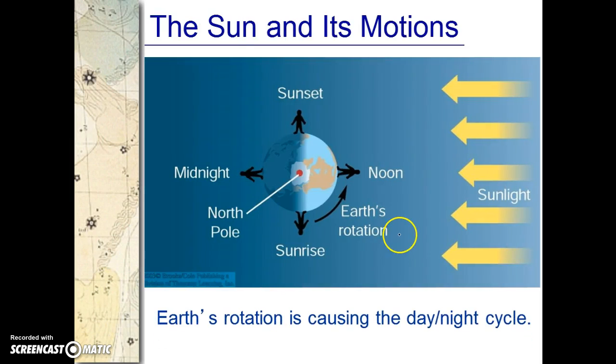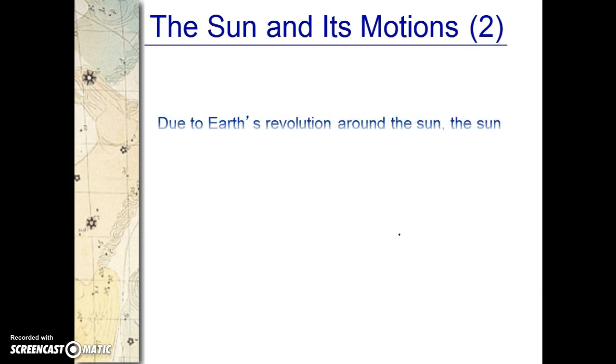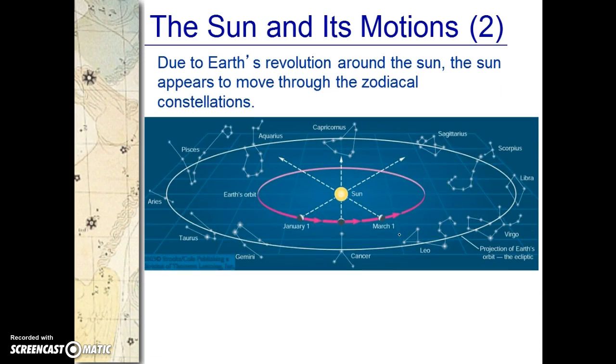All right, the sun and the way that, well, its motions, but it's not moving. So the Earth rotating is what causes the day-night cycle. Okay, so due to the Earth's revolution around the sun, the sun appears to move through the constellations of the zodiac. All right, so if we're here on Earth, it looks like the sun's going around us, but actually it's not.